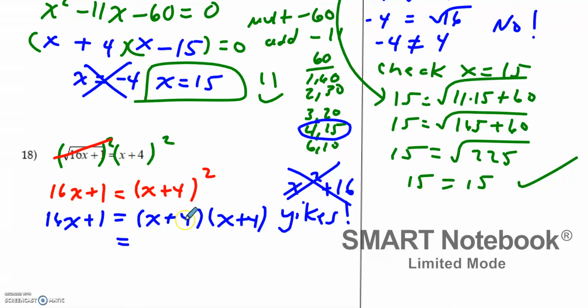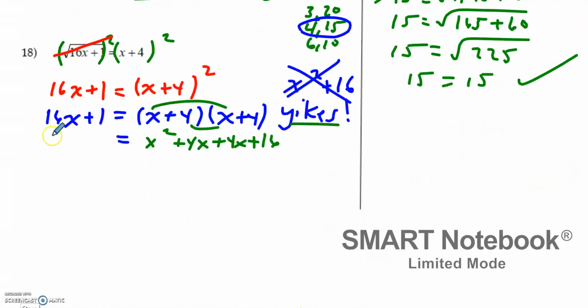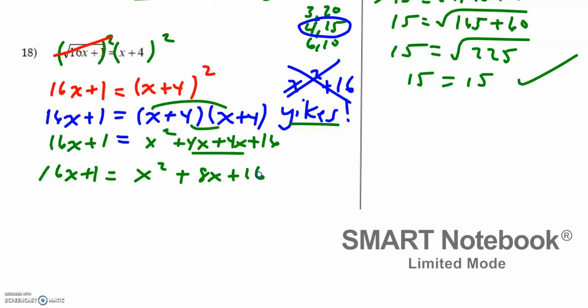Anyway, if we actually multiply this through now, we would really get x squared plus 4x plus another 4x plus 16. So the reason I wrote yikes over here is if you had written x squared plus 16, you would have completely forgotten about those poor middle terms there. They would have been so left out. So we have 16x plus 1 equals x squared plus 4x plus 16, or a little bit more simplified, 16x plus 1 equals x squared plus 8x plus 16.